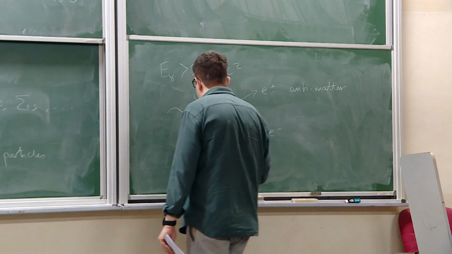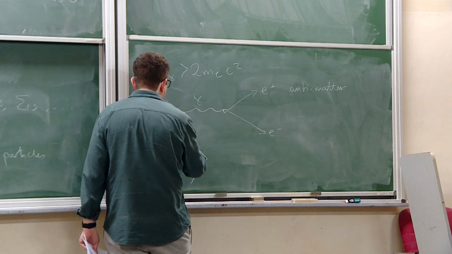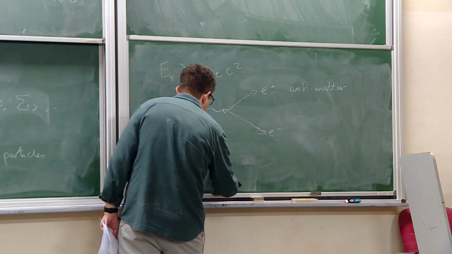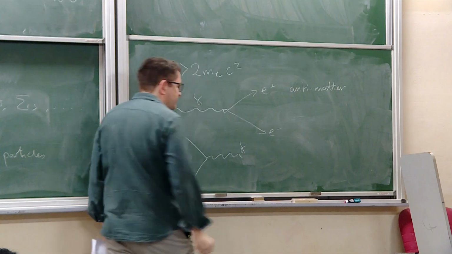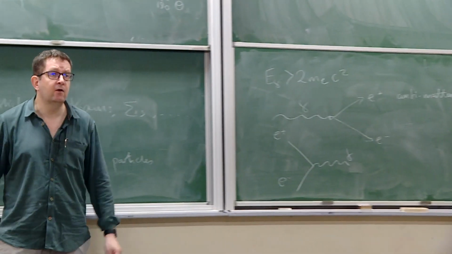And then if I run this backwards, when I have a positron and an electron come together, that's going to just annihilate to create a photon. Okay?